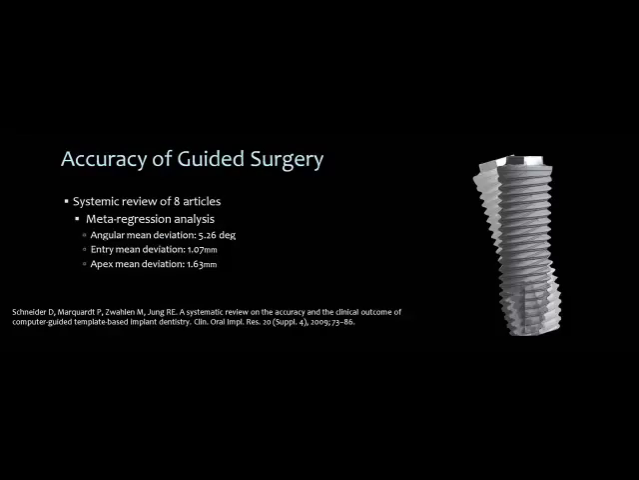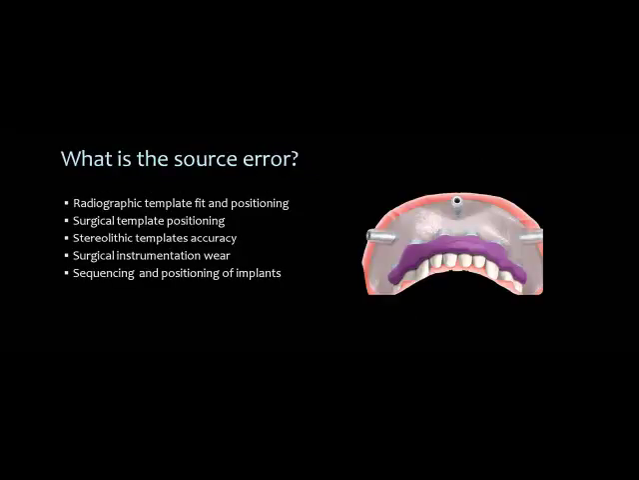So how accurate is guided surgery? There was a recent article by Schneider that reviewed 8 articles. What he presented was a mean angular deviation of about 5 degrees, and a deviation of about 1 millimeter in the placement of the implant. So what is the source of error?